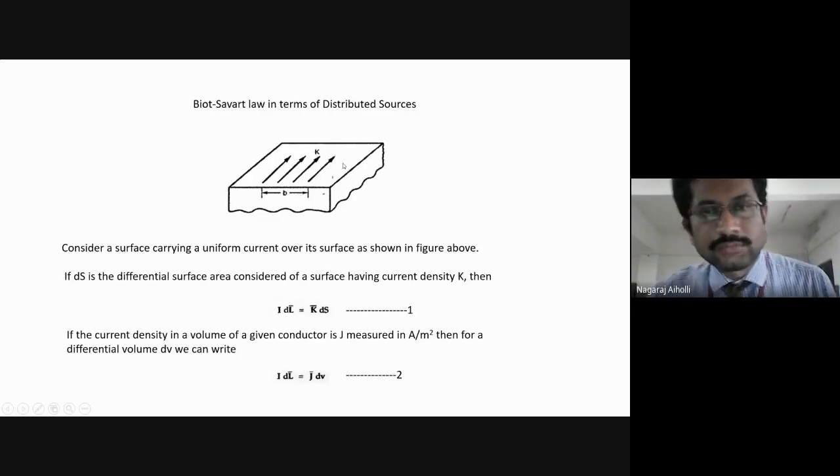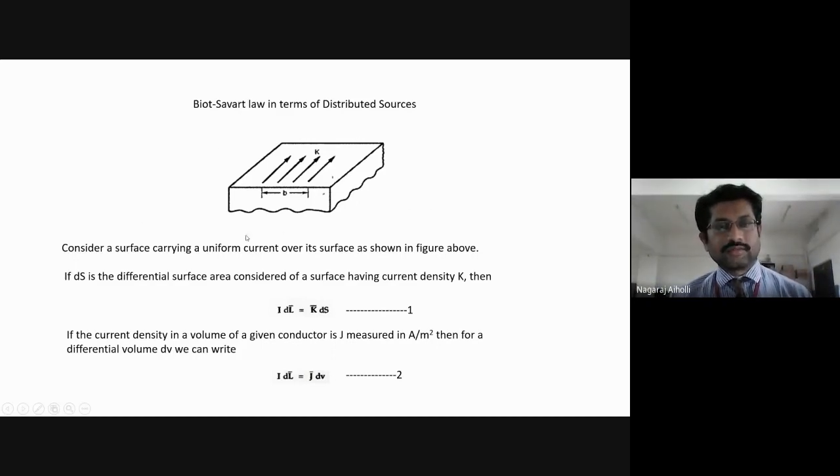The next is Biot-Savart law in terms of distributed sources. If we consider a surface carrying a uniform current over its surface as shown here, and ds is the differential surface area with current density K. Current density for the surface is current by area. K is equal to I by ds, or I is equal to K into ds. So we get I dl bar is equal to K bar ds. The current element I dl bar is equal to K bar into ds. Take it as equation 1.